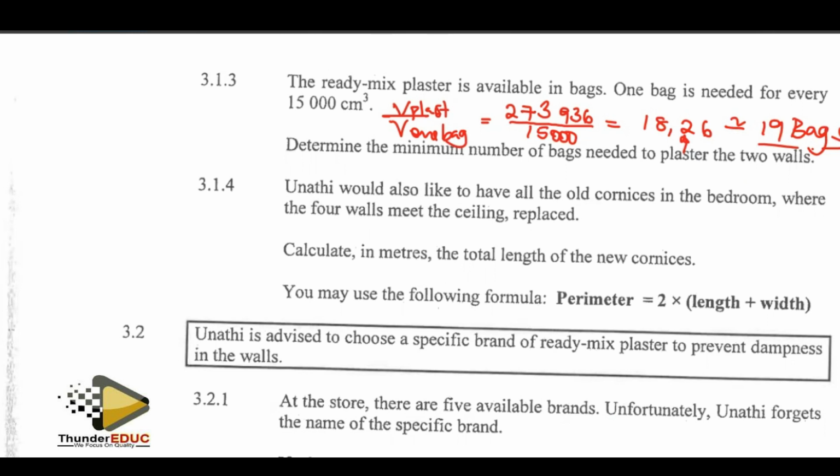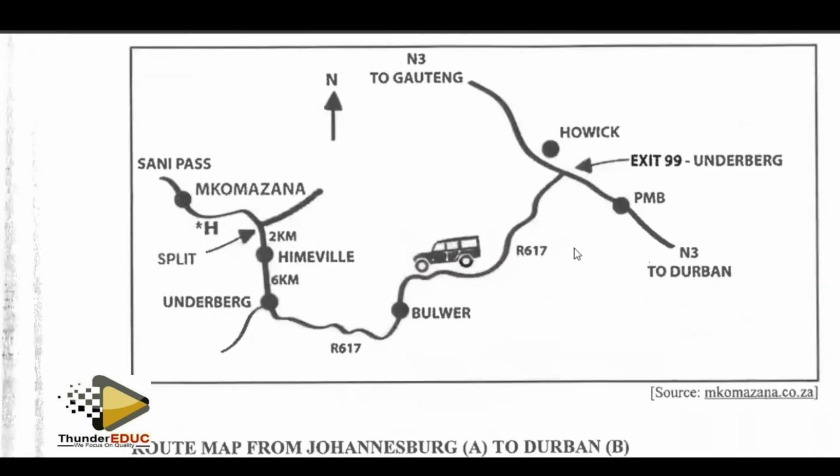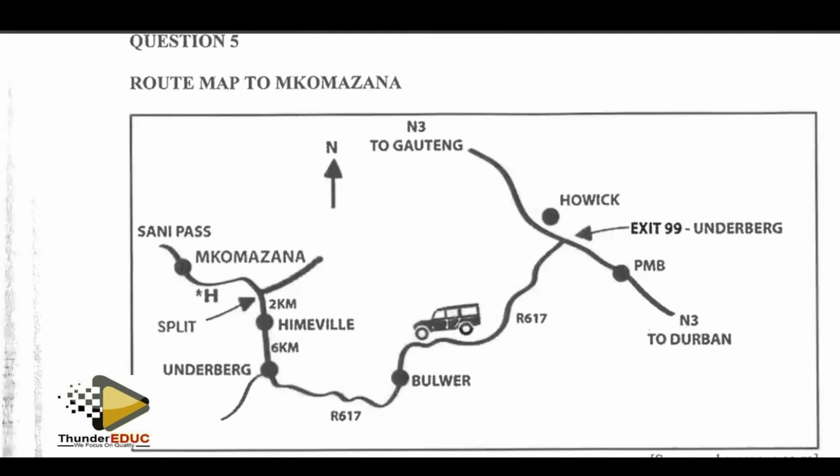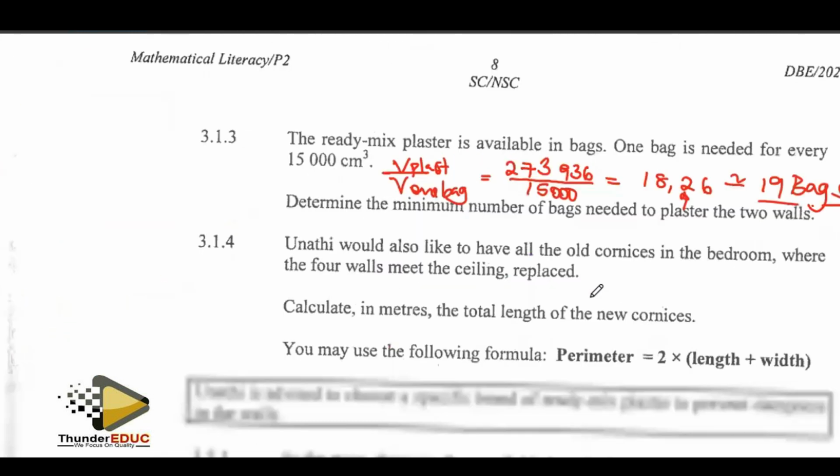Now take note, the conics are these white ones. Those ones were ceilings at their places. You have that white part that holds the ceiling. It's between the ceiling and the wall. So they need to replace them.